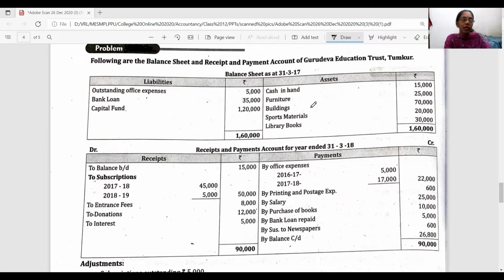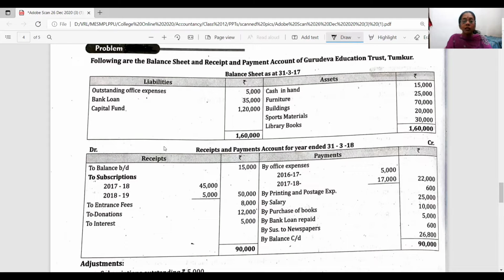As I told you, there are two parts to the question, and we begin first with the receipts and payments account. As part of the answer, we need to prepare the income and expenditure account as well as the closing balance sheet. All of you should understand that the receipts and payments account is in the nature of a real account, and when you are preparing the income and expenditure account, it goes under the nature of a nominal account.